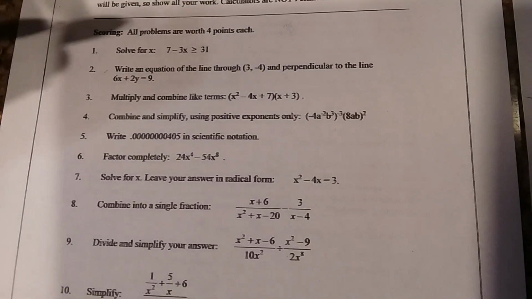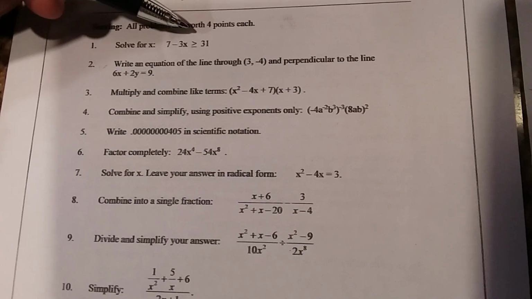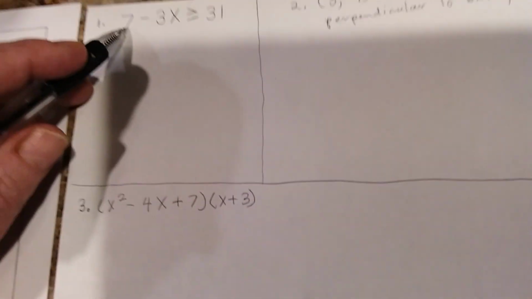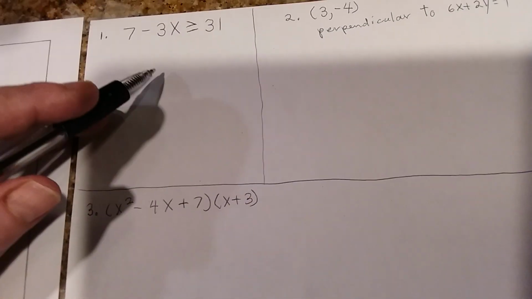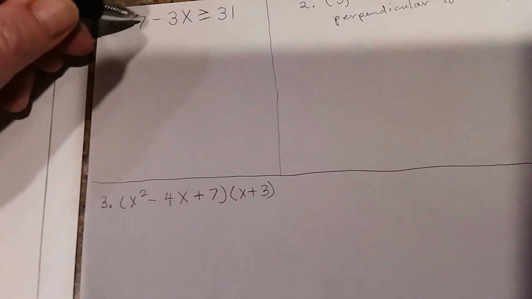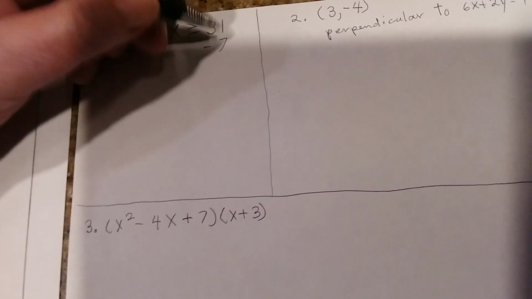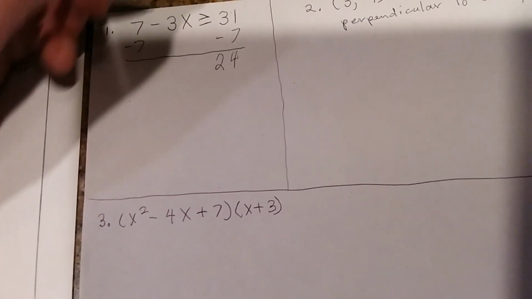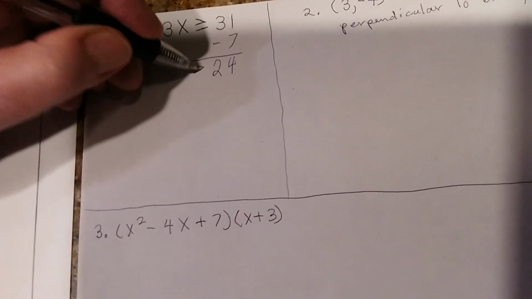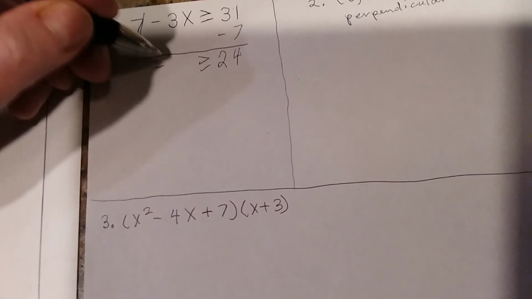Okay, the first question, it says solve for x. Notice it's an inequality, which we had done in the past. So I'm going to do it right over here. Since it says solve, you have to do just like a regular equation and solve for x. Okay, so we're going to try to get the x by itself. We'll take away 7 on both sides. Okay, then we subtract. We get 24. You bring this down. Okay, the 7's of course cancel and you're left with negative 3x.